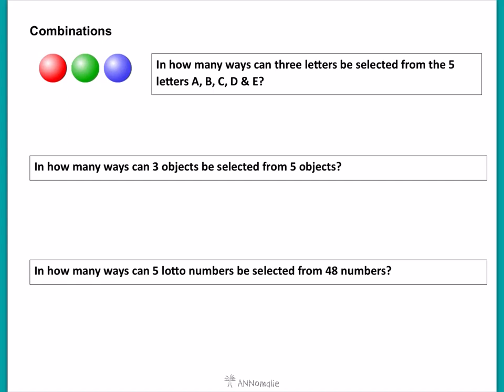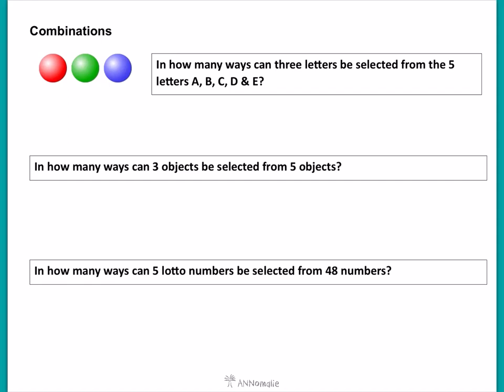With combinations, order does not matter. If we look at these three balls, red, green and blue, that represents one combination. Whether we rearrange them or not, it is still the same combination and it counts as one combination. Should we exchange the blue ball for a black ball, that will be a new combination, yes. So, in how many ways can 3 letters be selected from the 5 letters A, B, C, D and E?